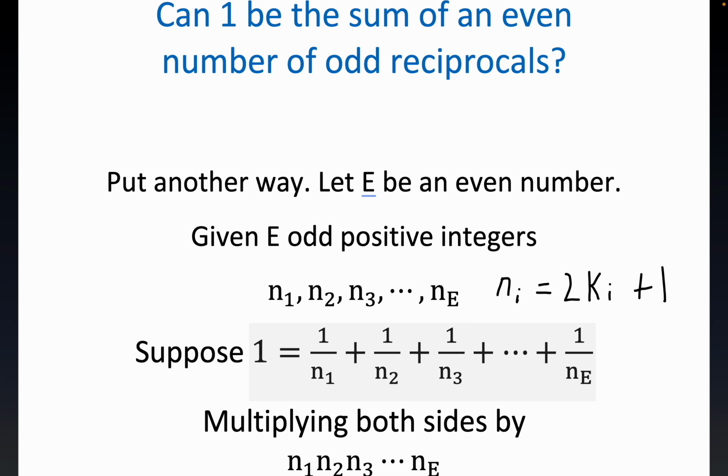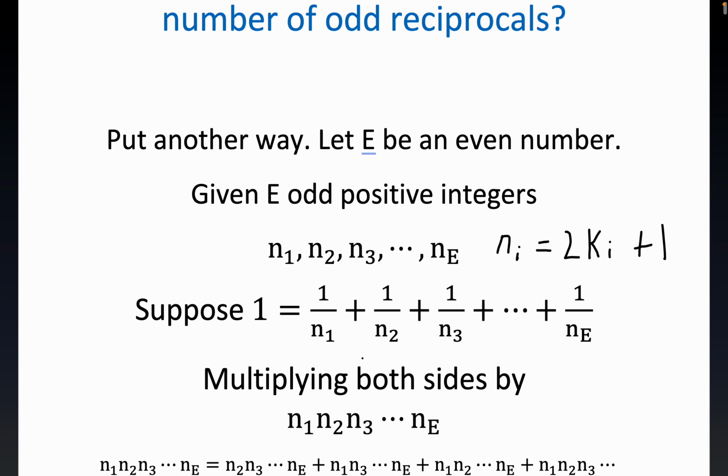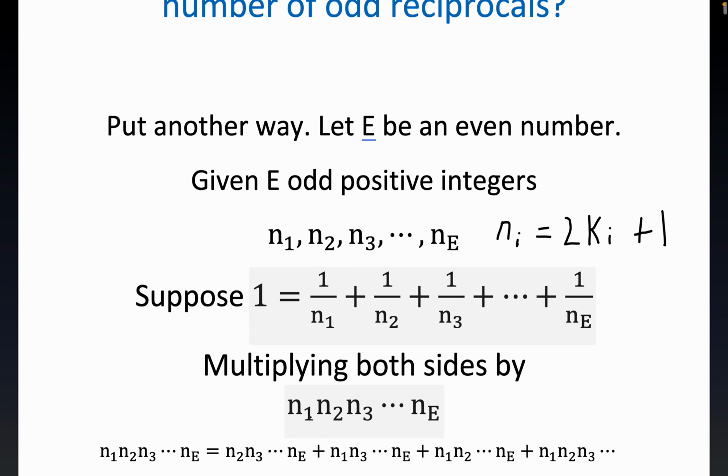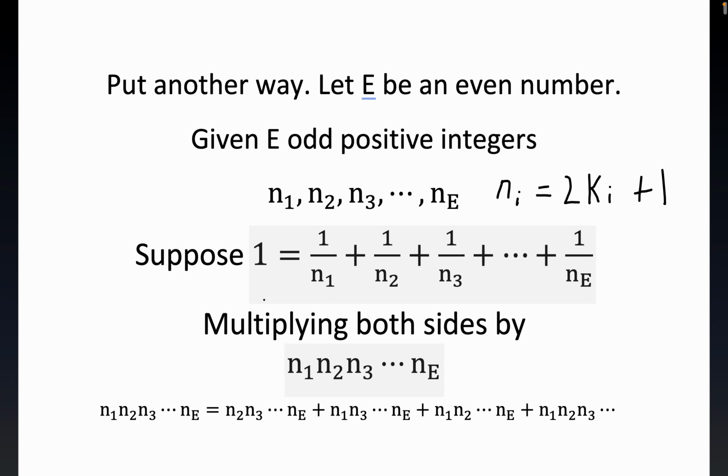Okay, so we've written the sum of an even number of odd reciprocals. So this is also a form to be looked at. We can make some progress by multiplying through by the product of all of these odd integers. This is sometimes called clearing the denominator. So if we multiply 1 by the product of all these odd integers, we just get the product of all these odd integers.